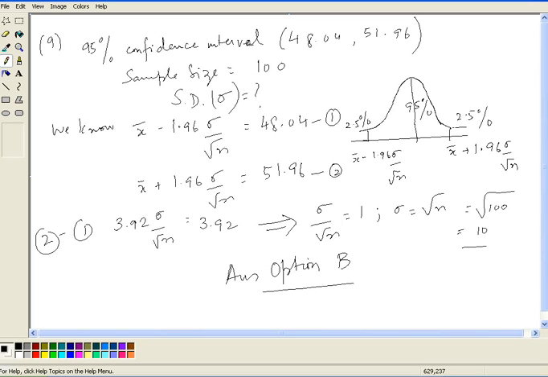We know the formula that, seeing the figure here, for 95% confidence, the interval is between 48.04 and 51.96. That is x bar minus 1.96 sigma by root n to x bar plus 1.96 sigma by root n. So that is the interval. Substituting the values of the interval accordingly and subtracting equation 1 from equation 2, we get 3.92 sigma by root n equal to 3.92. So sigma works out to be equal to root n, and the sample size is given to be 100, so root of 100 would be 10. So the answer is option B.